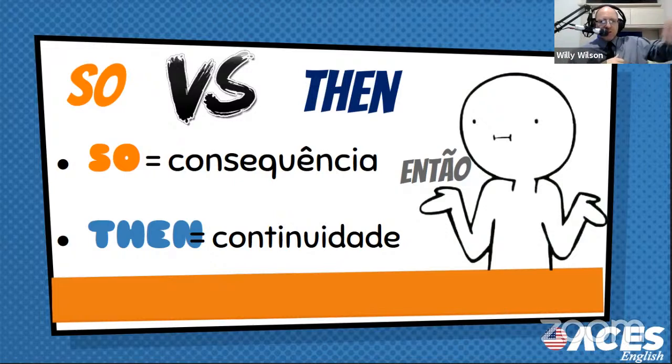And then we use for go. Remember when we talked about directions? Go straight ahead, then go to the left, then go to the right, then go straight ahead, then you're there. In that situation, we don't use so. Nós não vamos para a direita por causa que nós fomos para a esquerda. So we use then in that situation.